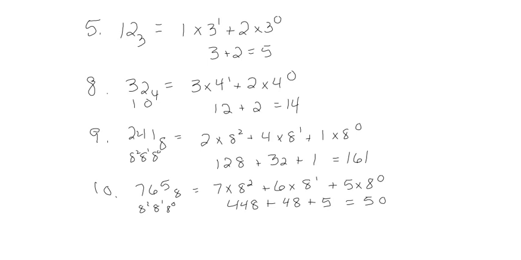Okay, for the last one, I asked you to do number 15. So for number 15, I had 1, 1, 0, 1, 0, 1. Not very neat, but that's what it is. Okay, so again, this is 2 to the 0, 2 to the 1, 2 squared, 2 to the third, 2 to the fourth, 2 to the fifth. So 1 times 2 to the fifth plus 1 times 2 to the fourth plus 0 times 2 to the third.